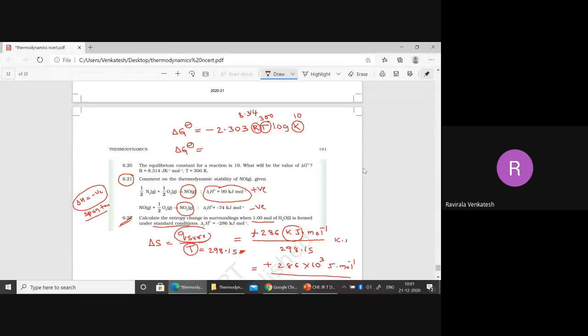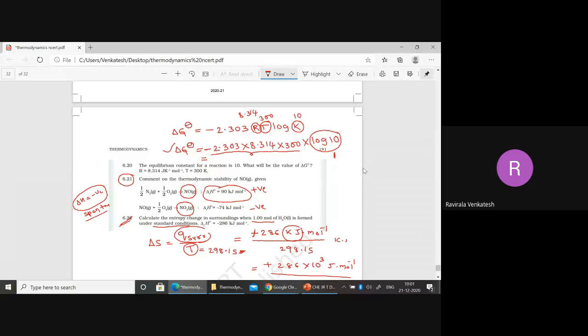Delta G naught is equal to minus 2.303 into 8.314, R value it is. Next, temperature 300, into log 10. Log 10 is equal to, do you know anybody? What is the value of log 10? Anybody? 1. Log 10 is equal to 1, beta. So multiply everything, you will get the delta G naught value.